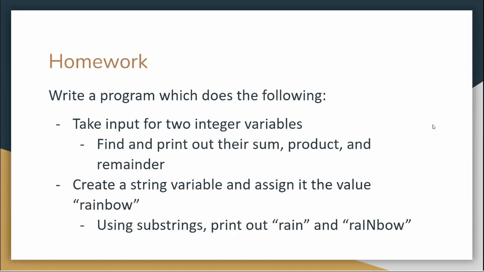Okay, let's try one last exercise. So we have to do 2 things in this program. First, take user input for two integer variables. So if you don't know how to create user input, I talked about this in my previous video. So definitely check that one out for some more basic Python knowledge. And then you have to print out their sum, product, and remainder of those two integer variables. And then you have to create a string variable, assign it the value rainbow, and then use substrings to print out rain and rainbow with the capital IN.